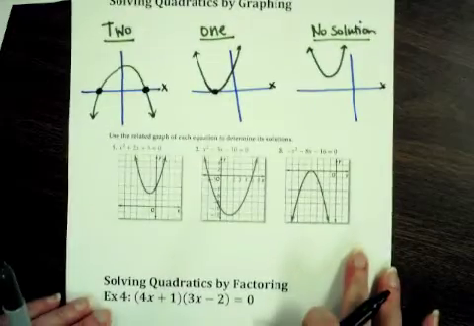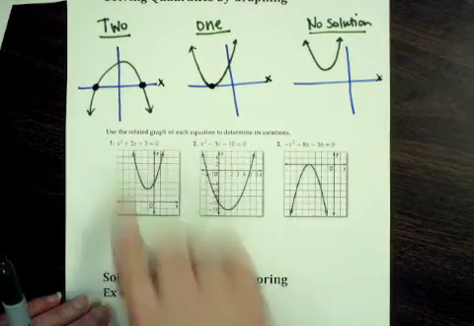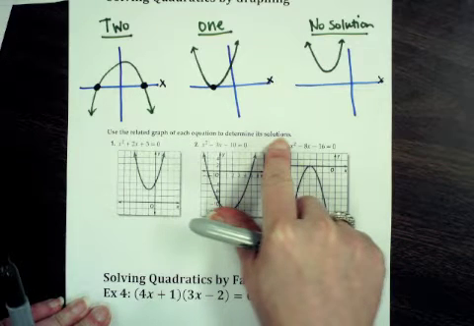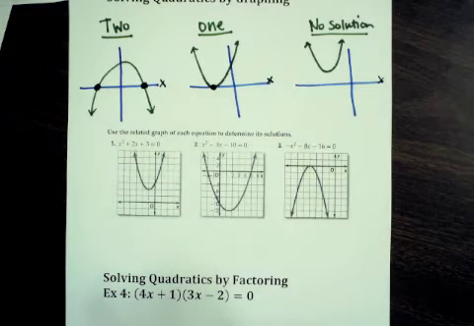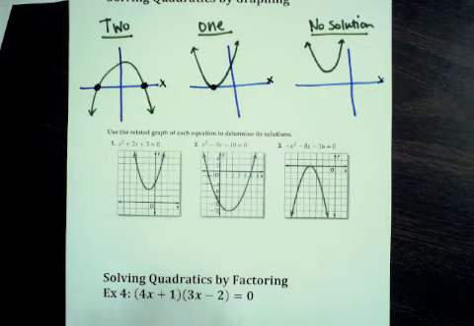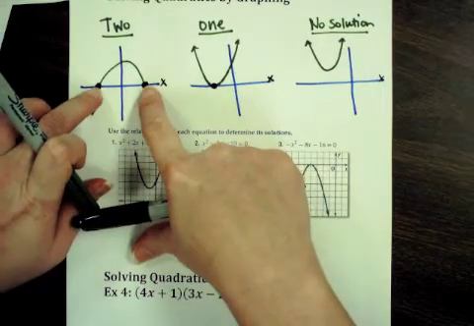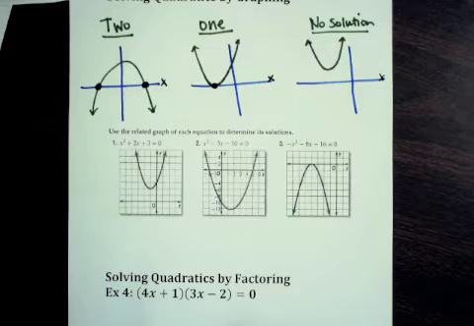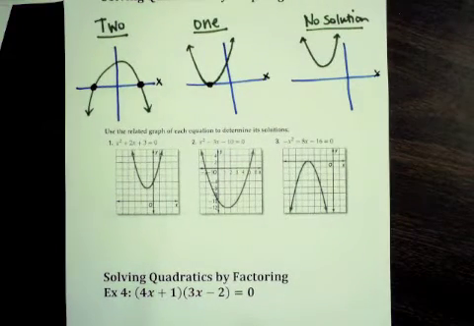So look at your examples 1, 2, and 3. It says use the related graph of each of the equations to determine its solutions. Now, it does not ask me to determine how many, it asks me to determine the solution set. So the actual numbers where it crosses the x-axis. So take a second and see if you can figure out what they're asking.